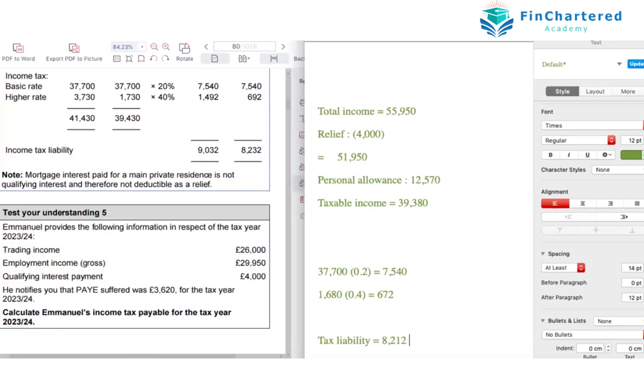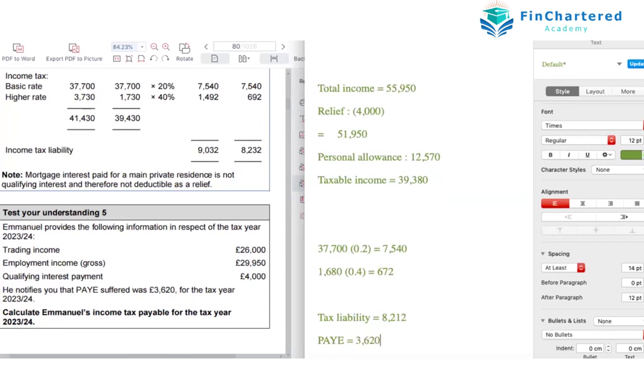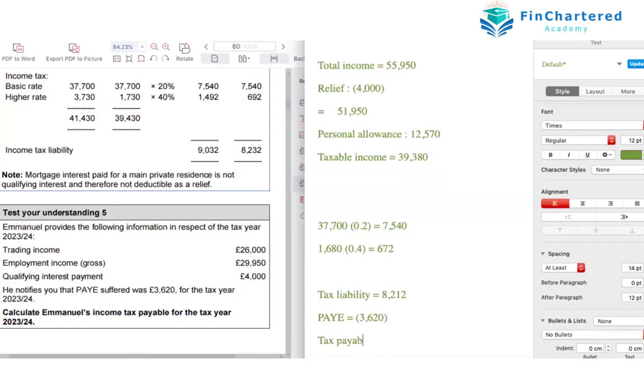But remember, a bit of his tax liability was already deducted by his employer. He has an employment income of 29,950, and out of that, 3,620 was already deducted. It's like a friend who out of the bill of 8,212 has already paid 3,620. So pay as you earn is 3,620 already paid. Therefore, now the bill that you will pay, or your tax payable, will be 4,592.